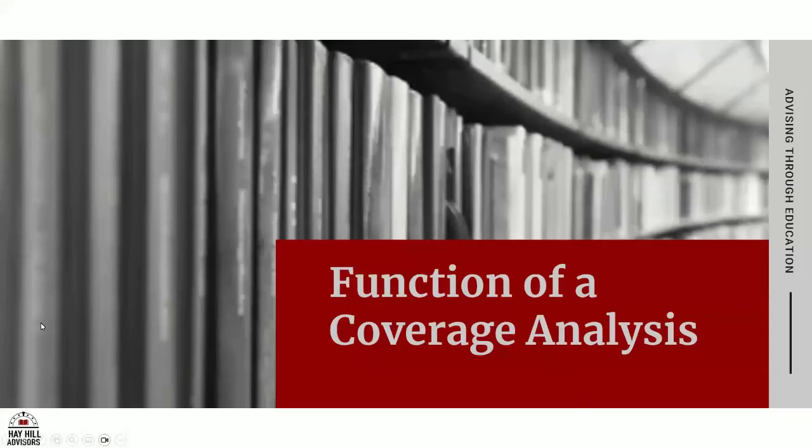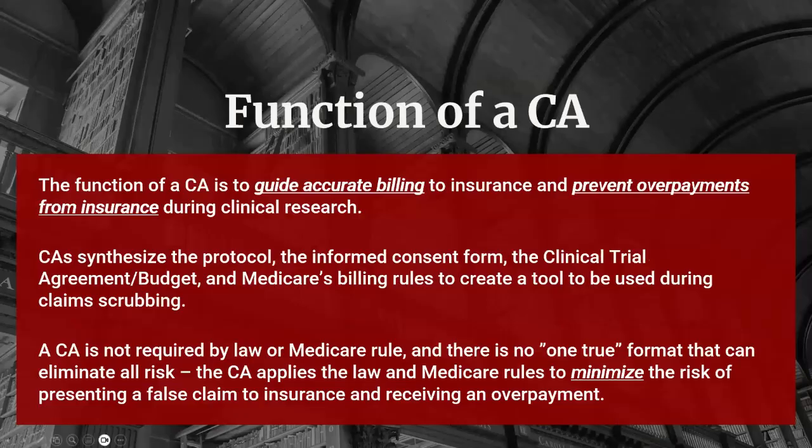So this, of course, leads us to what is the function of a coverage analysis? And I'll turn this over to Chris for this section. All right, thanks, Brian. Yes, so let's now switch to discussing the function of a coverage analysis. So the primary function of a CA is to guide accurate billing to insurance and to prevent overpayments from insurance during clinical research. The CA can have other uses within the organization, but this is the primary function as a tool. It is a risk mitigation billing tool.